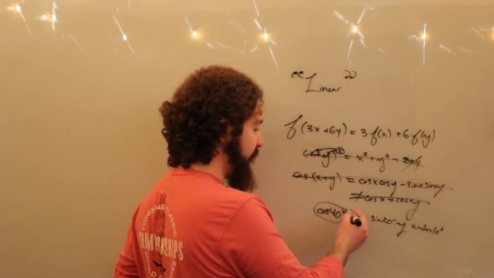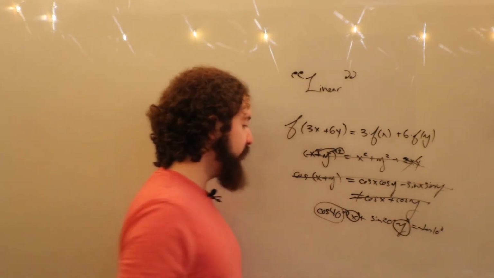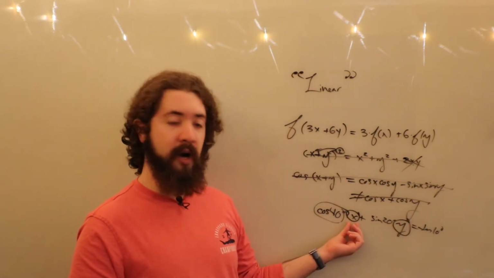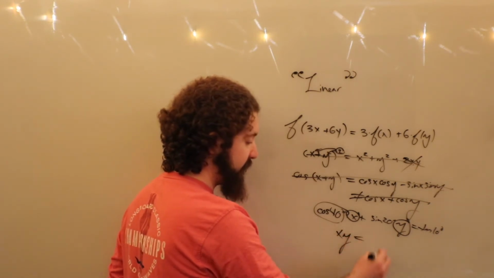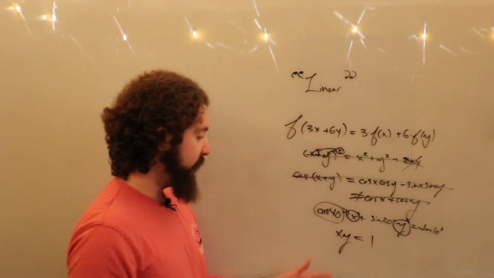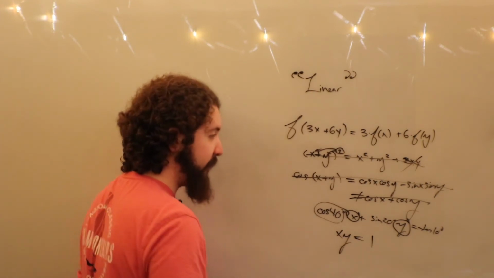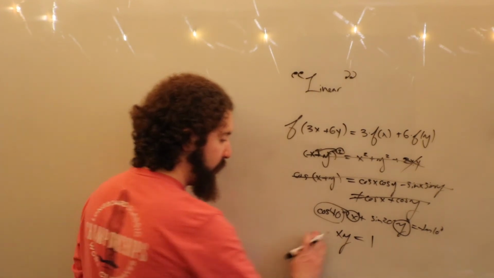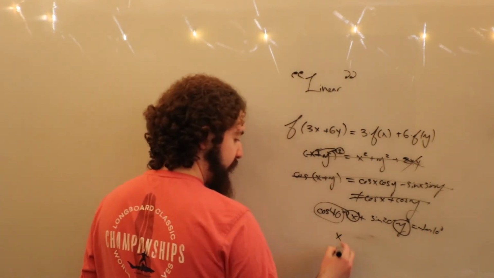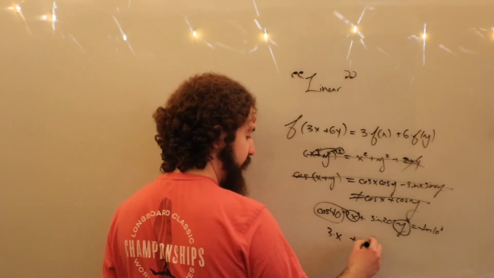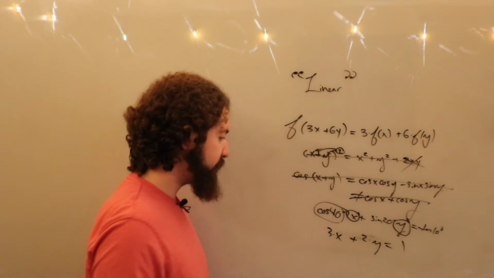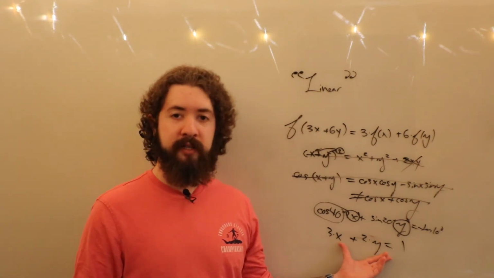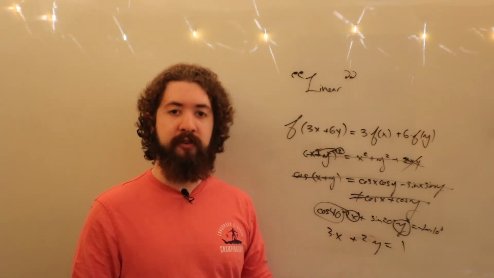the variables themselves appear only to degree 1. They're not multiplied by each other. That's another thing. We will not see xy is equal to 1 or y equals 1 over x. We will only see some number times x plus some number times y equals another number. This is what it means to have a linear equation.